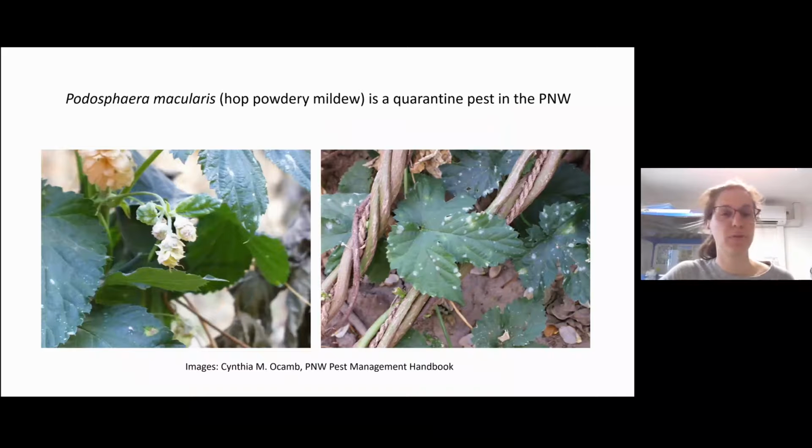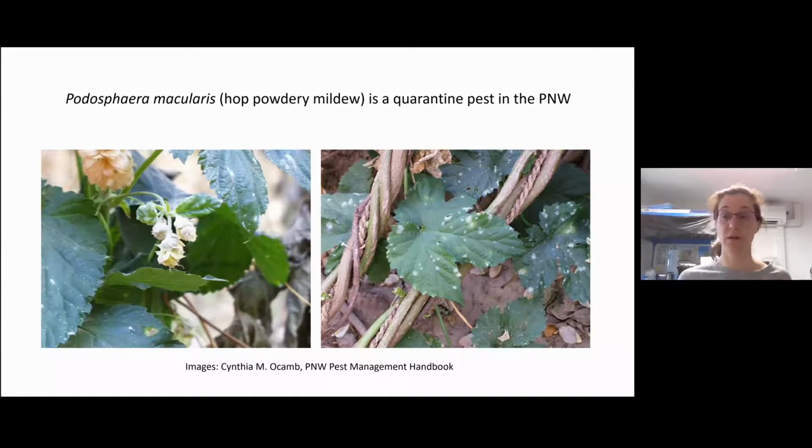And just to sort of hit home the point, why do we even care about this particular pathogen in the Pacific Northwest? Part of it is because Podosphaera macularis, this hop powdery mildew, is an actual quarantine pest here in the Pacific Northwest. This is because it's highly destructive of hops and of huge economic importance. At this point in time, the movement of green hops material in and out of the tri-state area, which includes Oregon, Washington, and Idaho, is restricted. So you have to make sure that any movement of hops in and out, or especially into this tri-state region, is free of this pathogen.